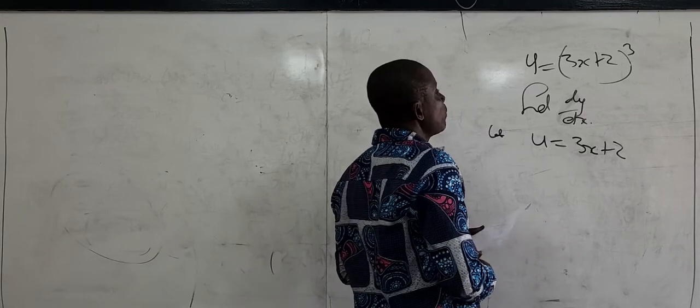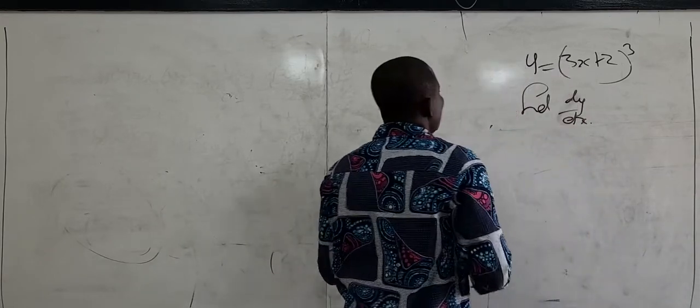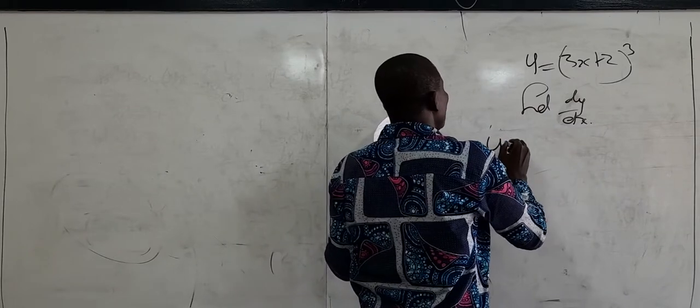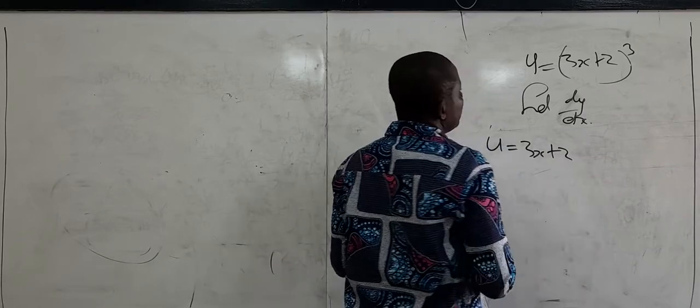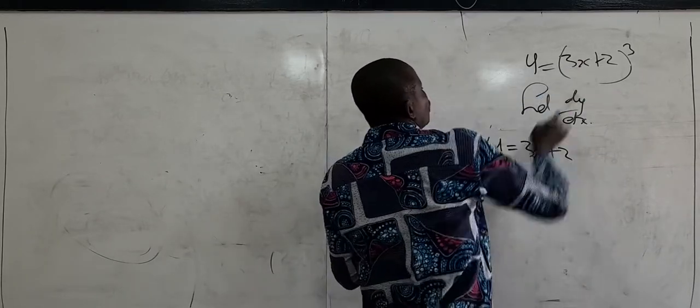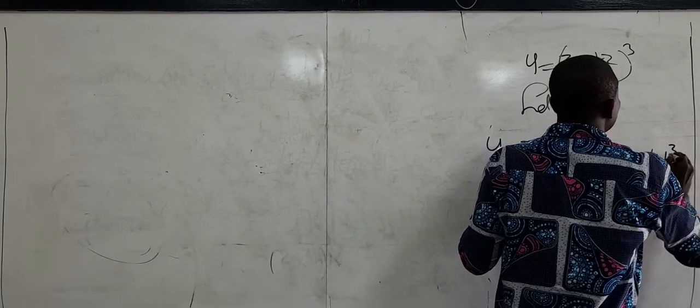Okay. The moment you do that, let me bring this one a little bit so that you get it there. We are saying what is inside is what? u is equal to what? 3x plus 2. And the moment you say here is u, then y is equal to what? u to the power 3. Are you okay?